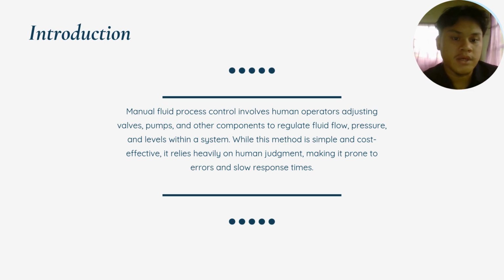So I will present the introduction, basic diagram, and disadvantages. For the introduction, manual fluid process control involves human operators adjusting valves, pumps, and other components to regulate fluid flow, pressure, and levels within a system. While this method is simple and cost effective, it relies heavily on human judgment, making it prone to errors and slow response times.